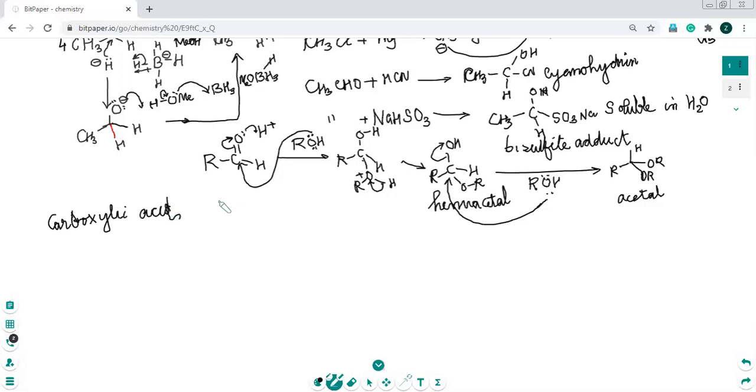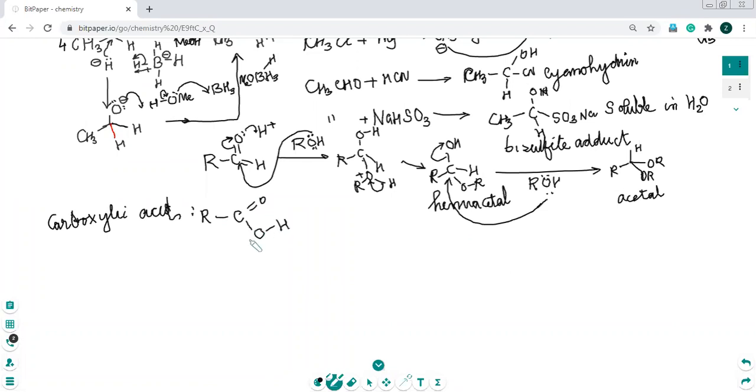One second. Anyway, right. Now, look at the carboxylic acid. The carboxylic acid is nothing but you have the double bond O, you have the R group here, and OH.